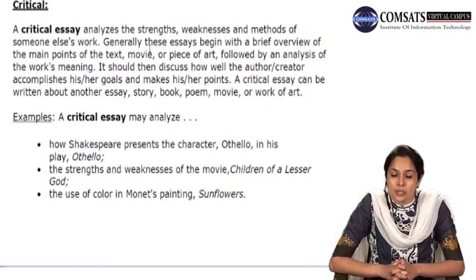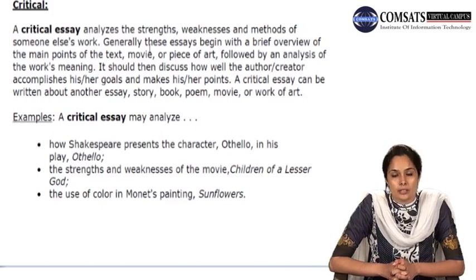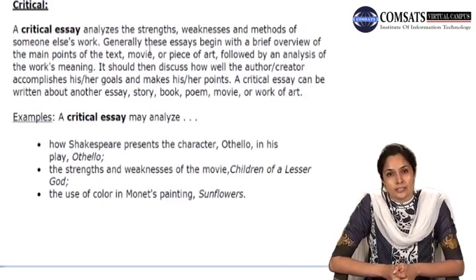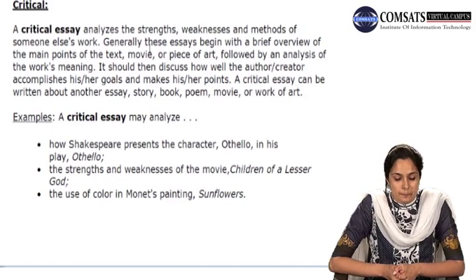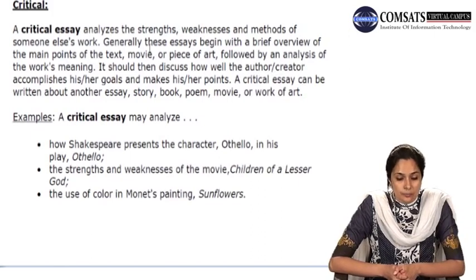You can use a story, a book, a movie, a work of art, even paintings, on which you can find critical analysis. A critical essay may analyze how Shakespeare presents the character Othello in his play Othello, the strengths and weaknesses of the movie Children of a Lesser God, or the use of color in Monet's painting Sunflowers.